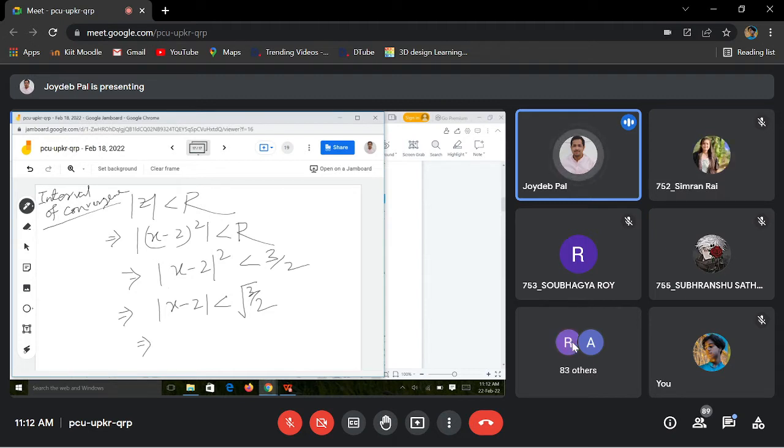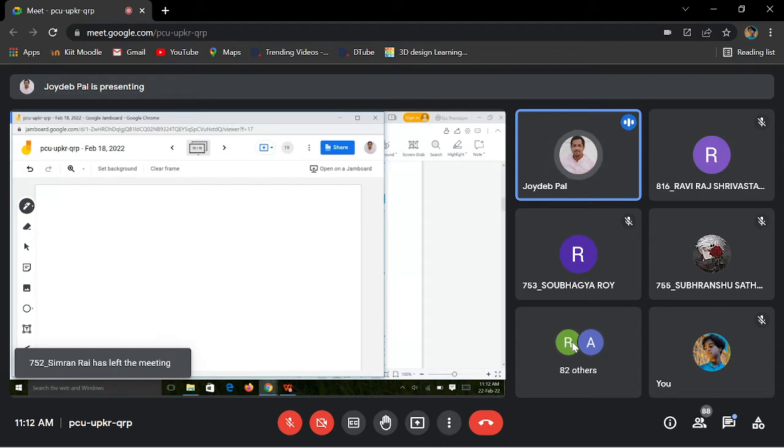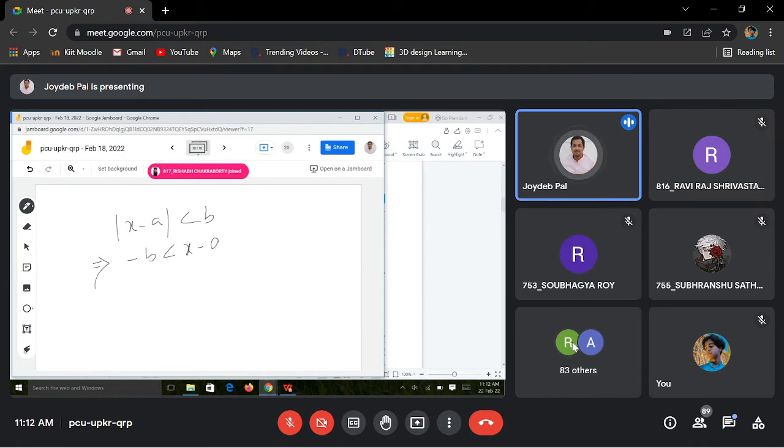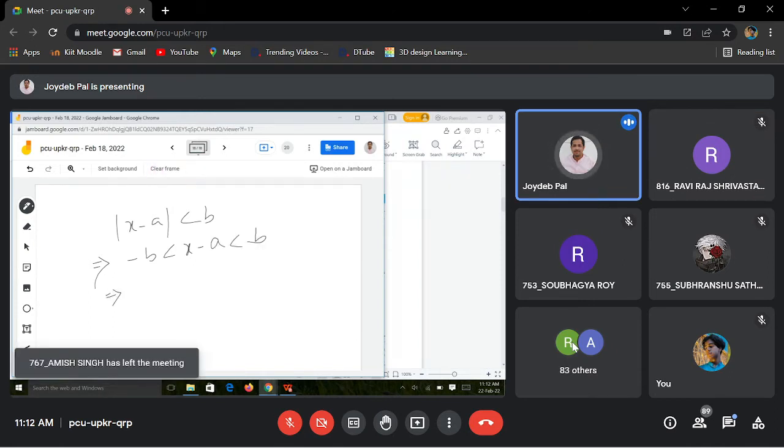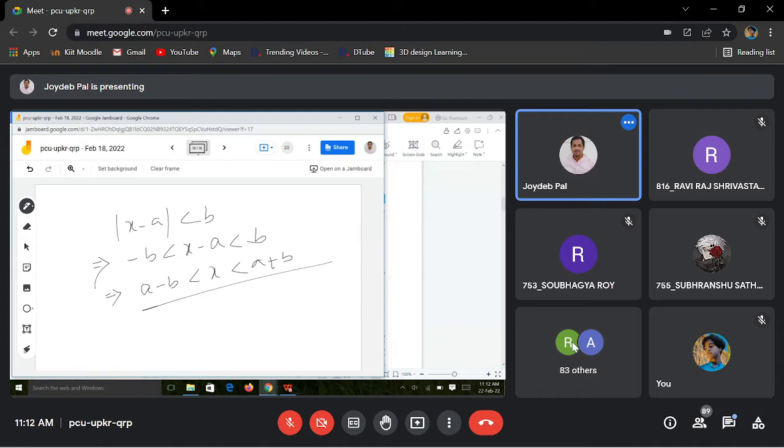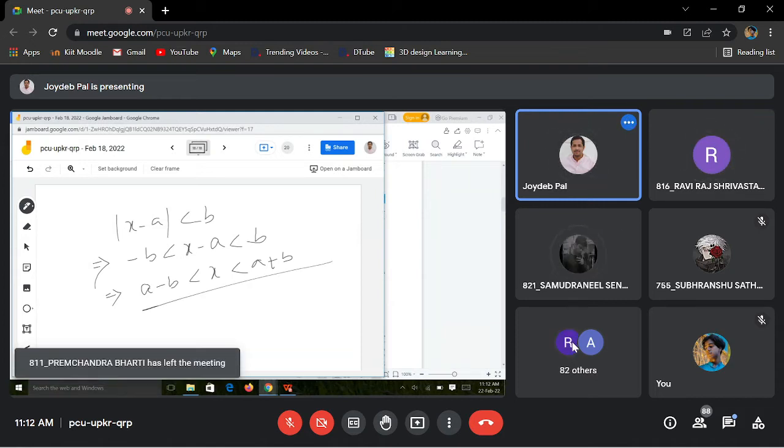And which implies that x lies in between. I hope all of you know that modulus of x minus a less than b. How to split it? Minus b less than x minus a less than b, right? And you move that a to the left and right, then it will be a minus b less than x less than a plus b. Is it known to all? Yes, sir.